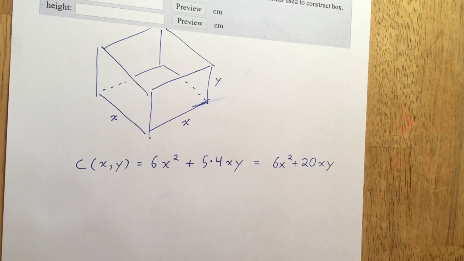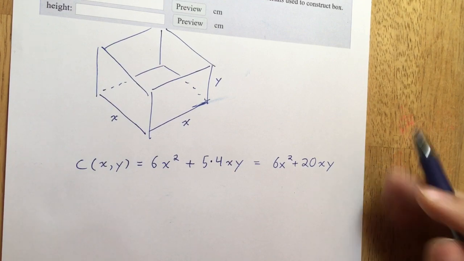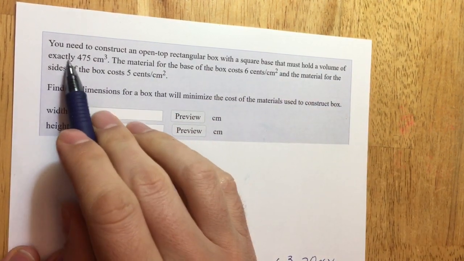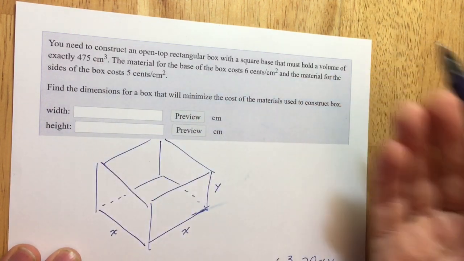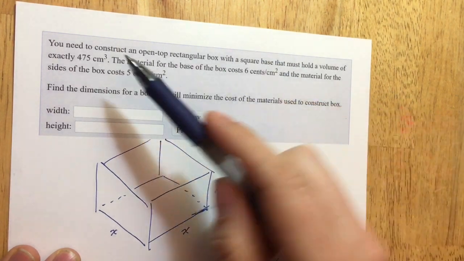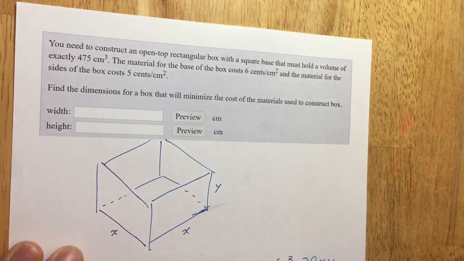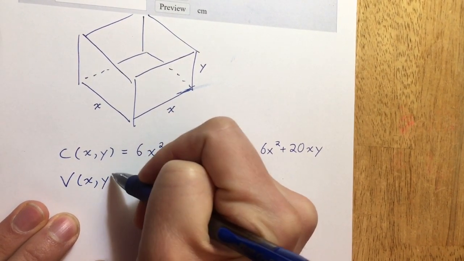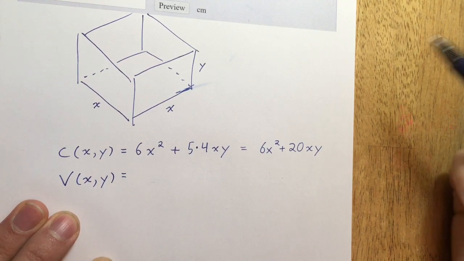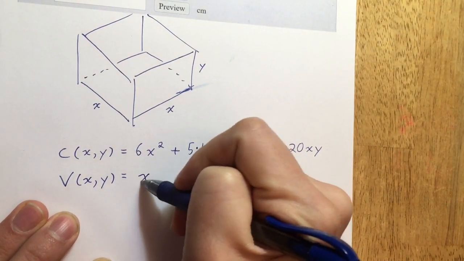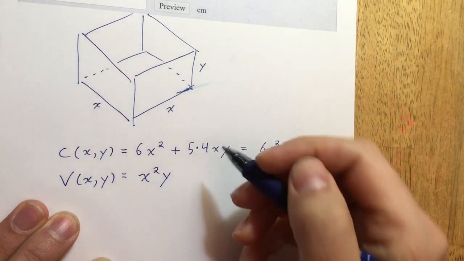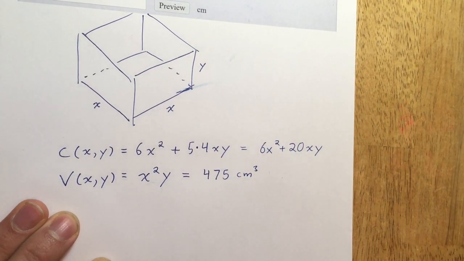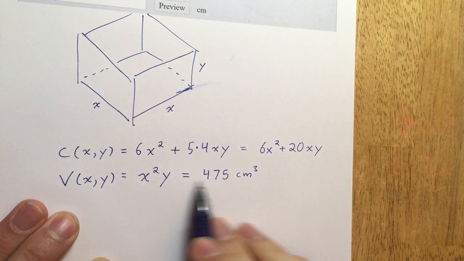Let's see, what else do we know here? We want to minimize this, but we actually have a constraint in this problem. If we look up here, it says that the box must hold a volume of exactly 475 cubic centimeters. So we can't build just any box. We have to build a box that is subject to this constraint. Its volume has to be exactly this. So let's write that down. How do we compute the volume of this box? That is also going to be a function of x and y. The volume of a box is always length times width times height. So it's going to be x squared times y. And we're being told that the volume has to be fixed. It has to be equal to 475 cubic centimeters.